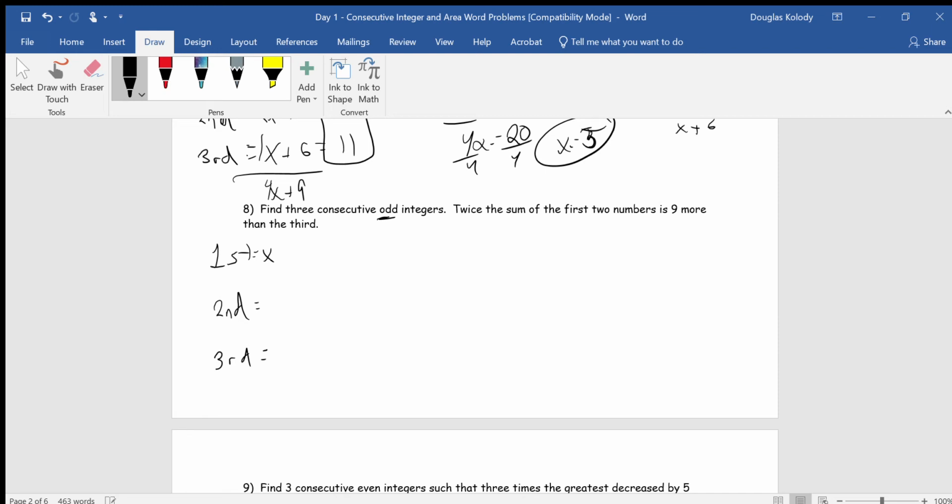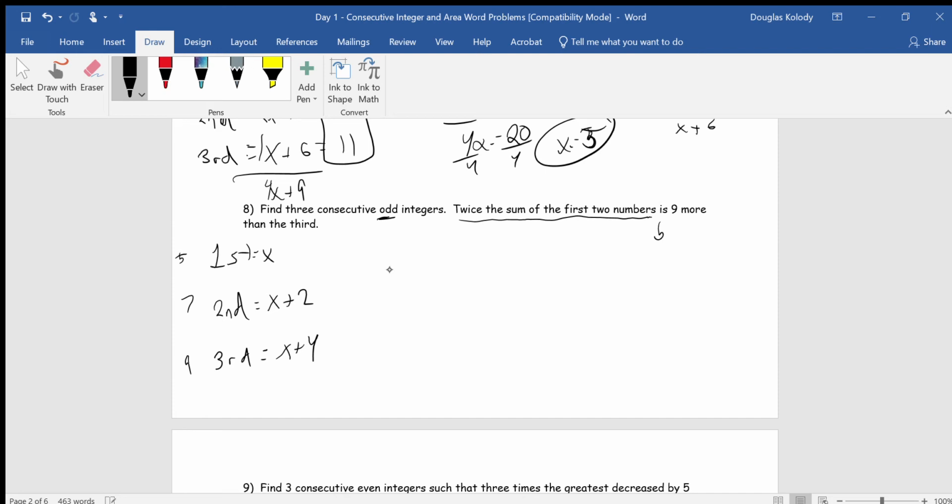The next odd integer, remember, if you're dealing with odd numbers like 5 and 7 and 9, what's the spacing between them? 2 units. So the next number would be x plus 2. The third number would be x plus 4. Odd and even numbers have spacing of 2 in between. So it says twice the sum of the first 2 numbers.